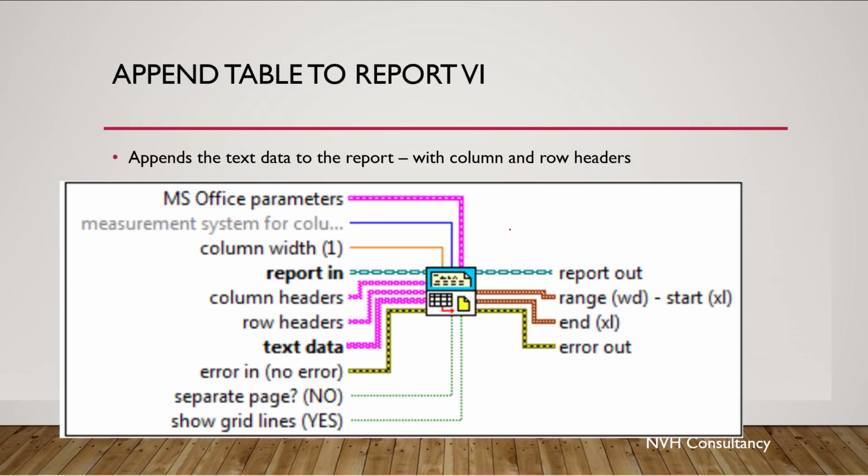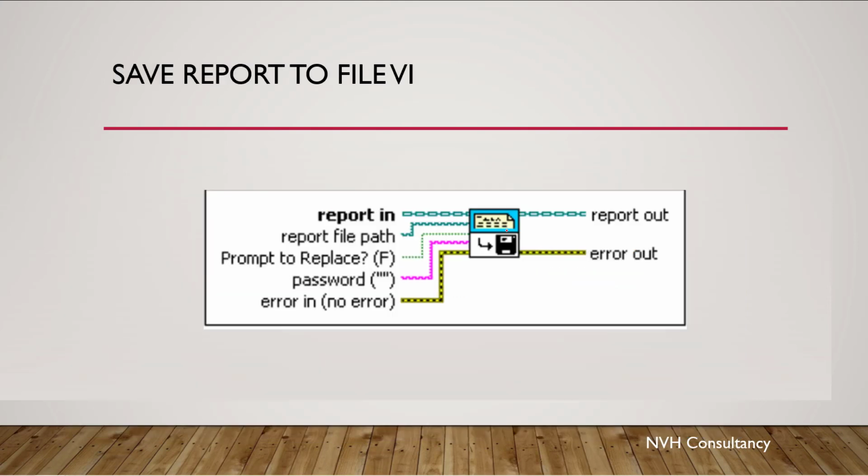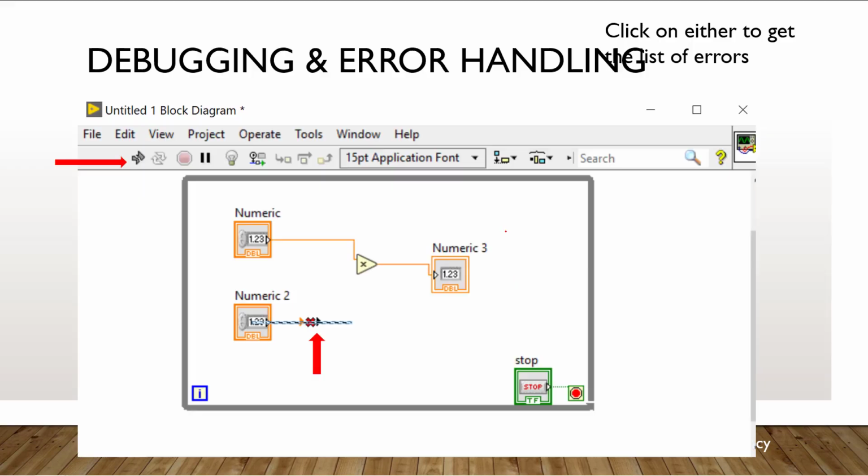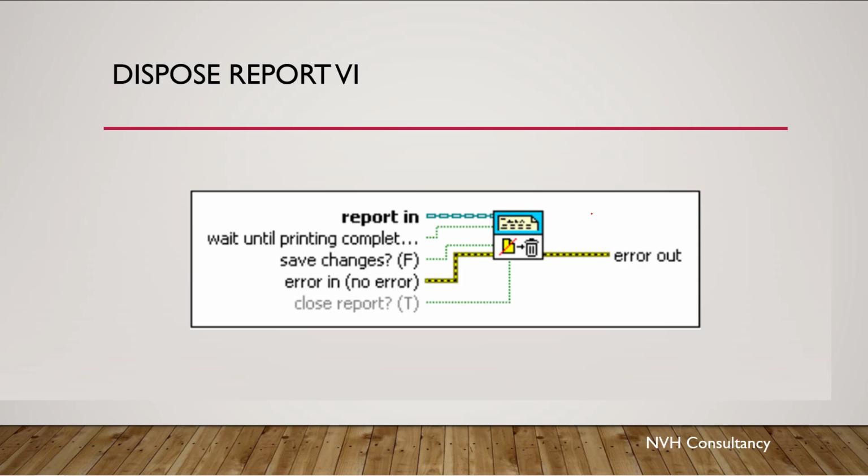Okay, you can append the table to the report. You can do a whole lot of different things in this. Basically, you can save this file. You can save the VI. You can dispose the report. Okay, all this we will be covering in detail in the next set of videos. Okay, and so I think we will end here. The debugging part and the other things we'll be covering in the next videos.